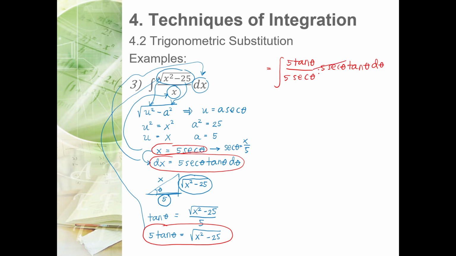So 5 secant theta can be eliminated. What's left in the equation is 5, so the integral of 5 tangent squared theta d theta. Okay, so what's next is we can get the 5 outside the equation. So 5 integral of tangent squared theta d theta.